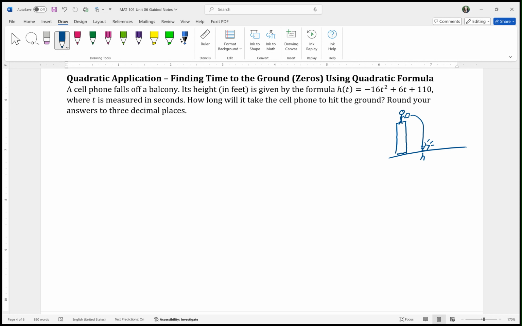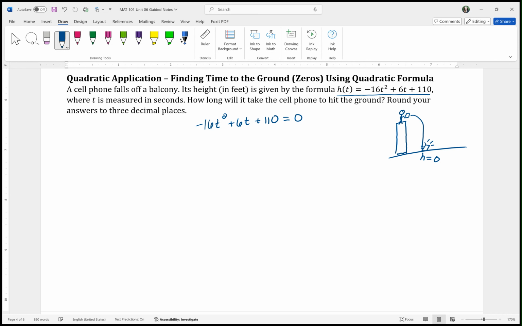What is the height at the ground? Think about it. The height at the ground, there's no height, so it's 0. So this is basically saying, how long does the cell phone take to hit the ground when the height is 0? That's when it hits the ground. So this is saying find the zeros of this function. And remember, finding the zeros is setting it equal to 0 and solving. So we have negative 16t squared plus 6t plus 110, set equal to 0.